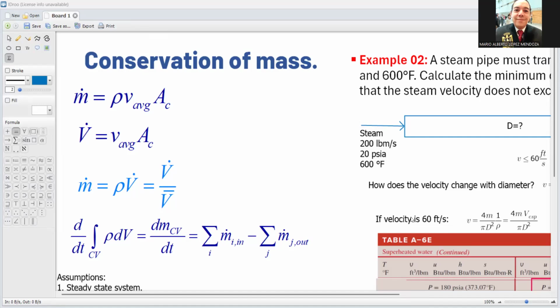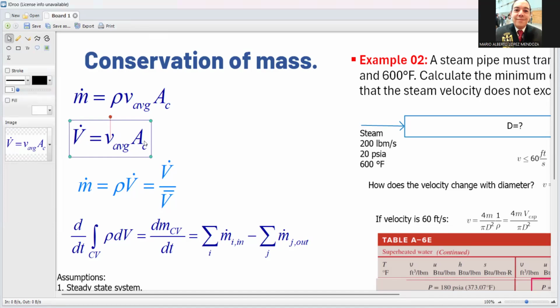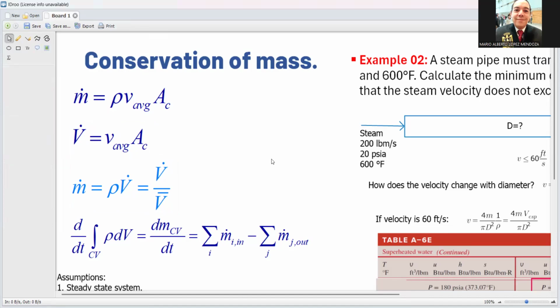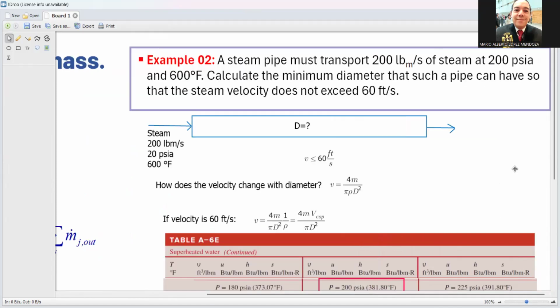So, right now we're going to analyze a second example related with the conservation of mass. Remember, we have used in the previous example the different equations that we have deduced for conservation of mass related with the mass and volumetric flow rates, and finally the material balance equation. So in this case, we're going to work with a system. Here we have this second example.